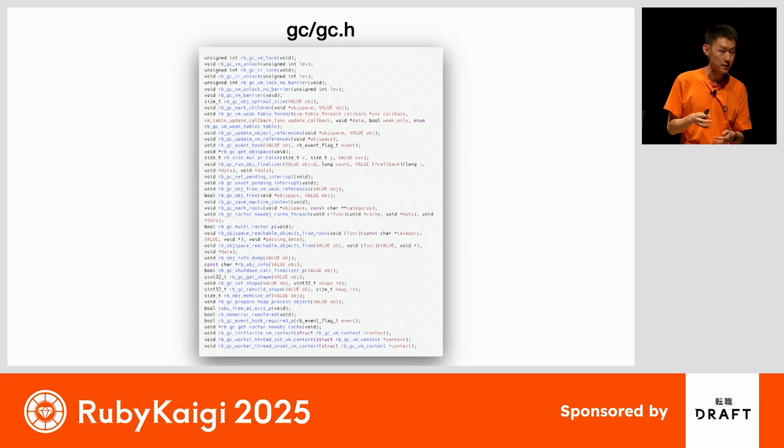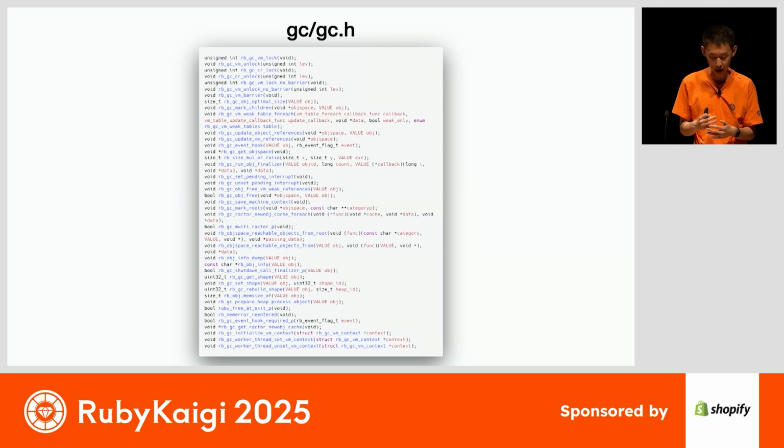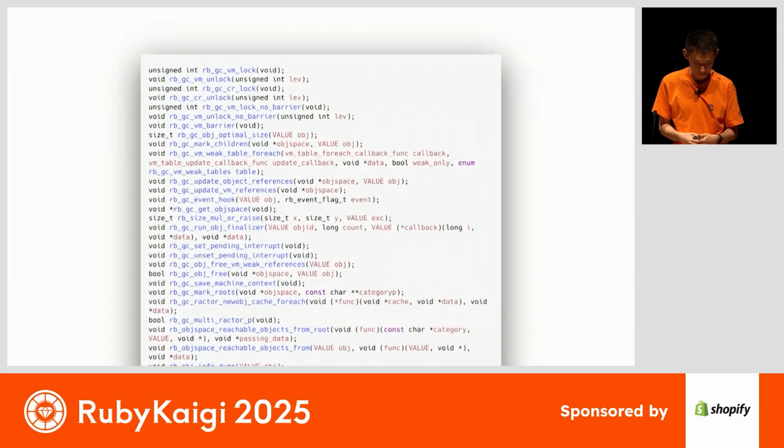So to ensure that the GC implementation has abstraction from Ruby internals, the GC implementation is only allowed to use the public Ruby C API and this list of functions. This is defined in gc/gc.h. This has functions that are not exposed through the C API that the GC implementation may want to use. And let's take a look at some of these in greater detail.